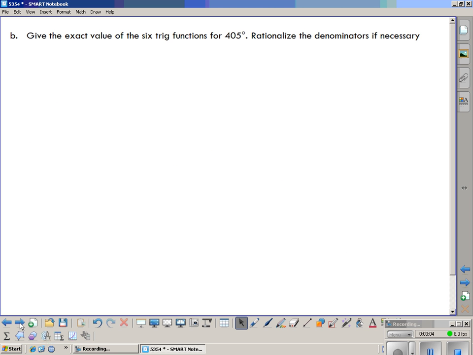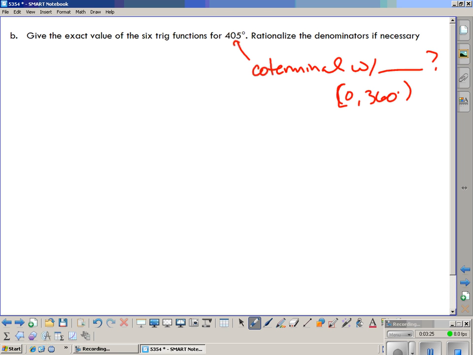Give the exact value of 6 trig functions for 405 degrees, rationalize denominators if necessary. This is coterminal with what? All of these are always going to be based off of 30, 60, 90 triangles, or 45, 45, 90 triangles. And you want this to be between 0 and 360 degrees. Okay? So 405, subtract off your 360 degrees, comes up with a 45. It's coterminal with a 45 degree angle.